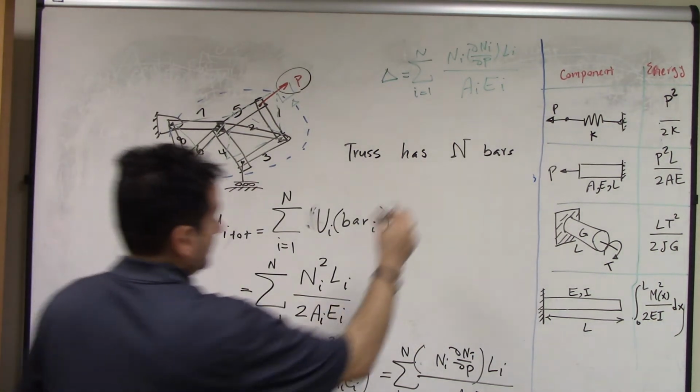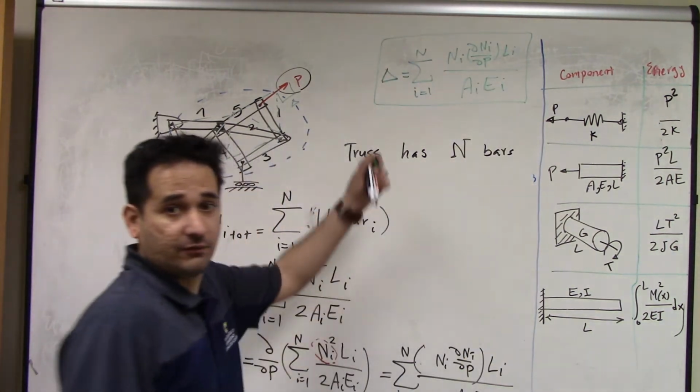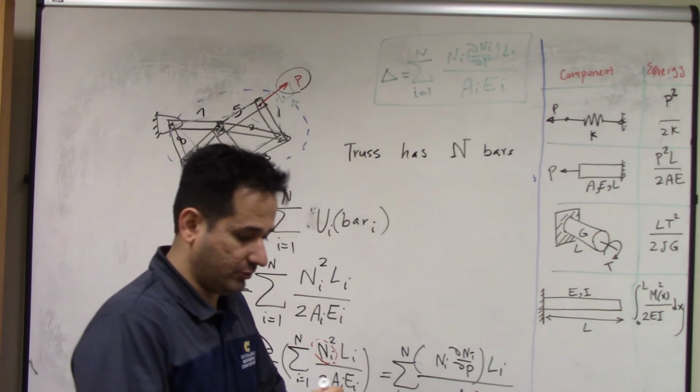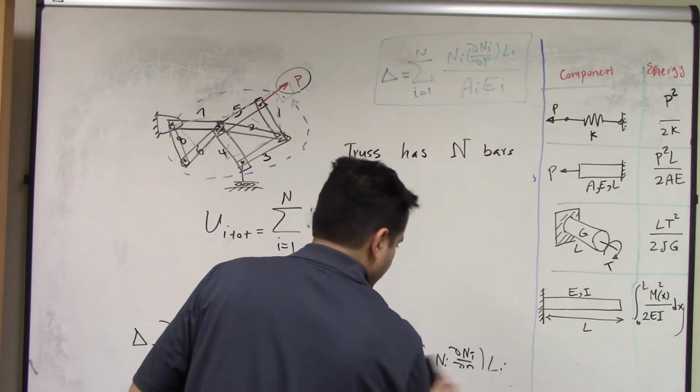So that's for an arbitrary truss. The deflection at a point is this formula. It's very general, very robust. You don't even need to draw a free body diagram. So let's consider an example.